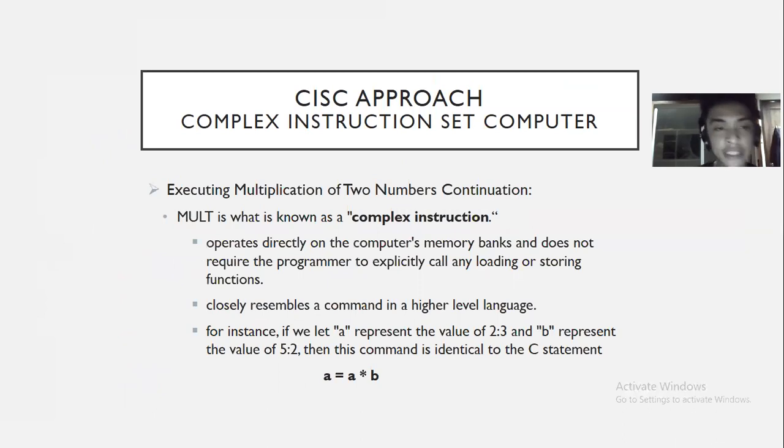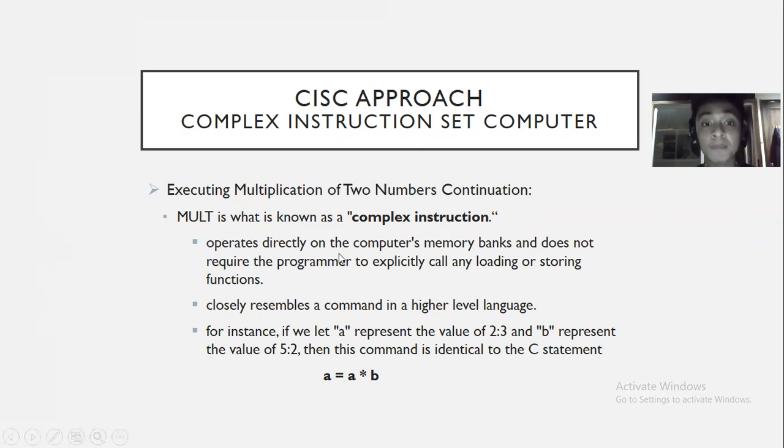As a continuation, mult is what is known as a complex instruction. This is why CISC is called complex: in just one line of instruction, which is mult, it does a lot. It loads the data, it operates on the data, then it stores the data. Those are a lot of operations in just one instruction.